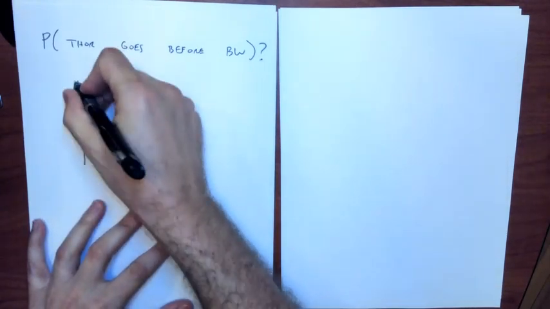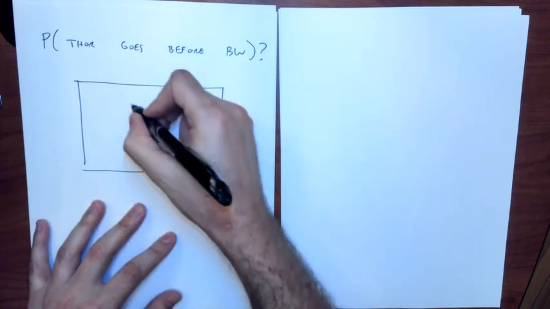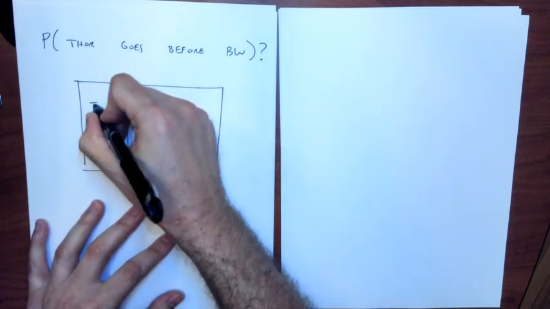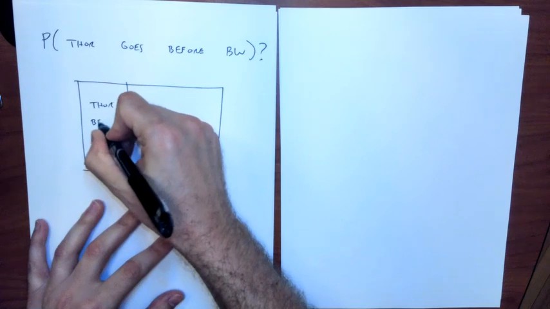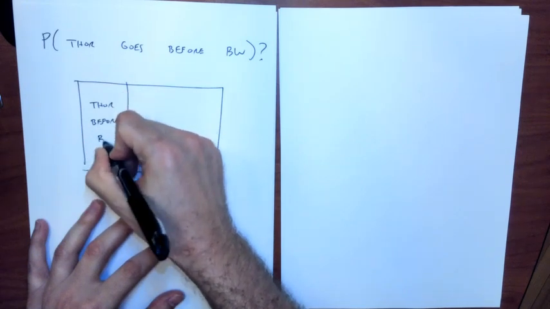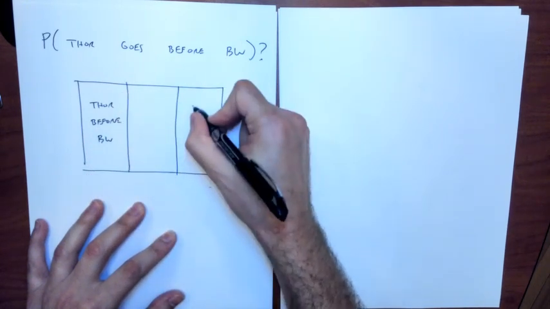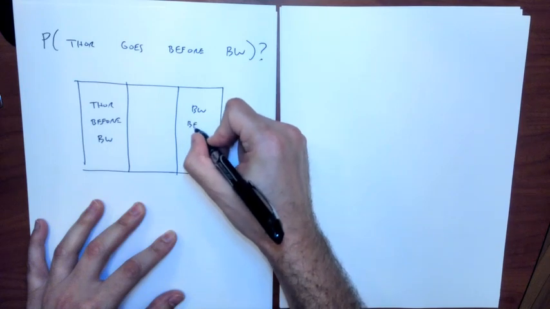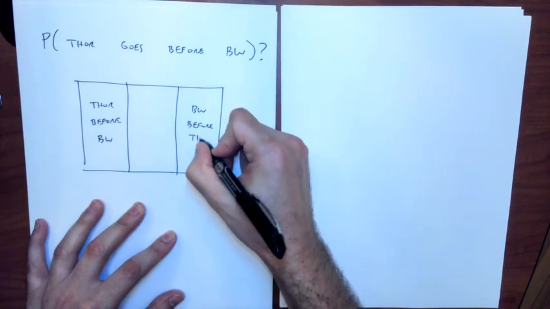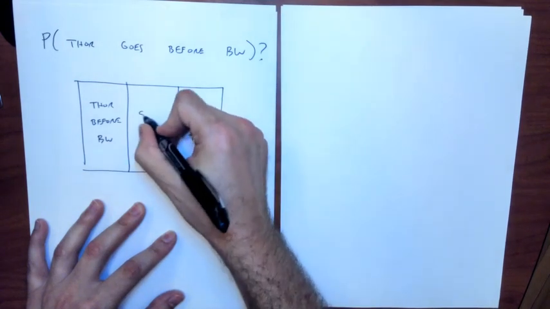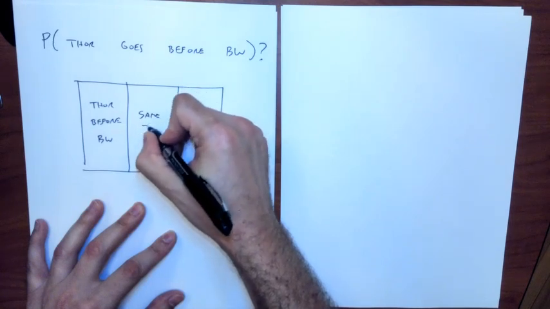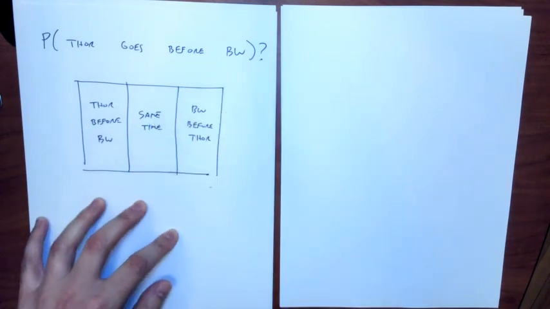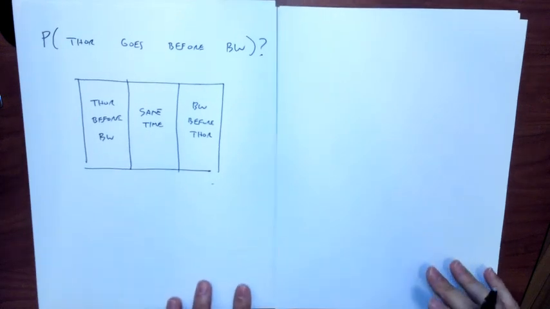So here's the sample space. Either Thor goes before Black Widow, or Black Widow goes before Thor, or they go at the same time, right? That was the way I first thought about it.